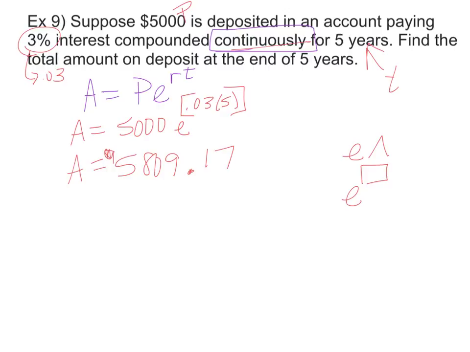$5,809.17. For 5 years, how much money are you making on this? $809.17 for 5 years. Cool. That's awesome. All right, great job. So this is what we need to know for exponential. Enjoy your homework.